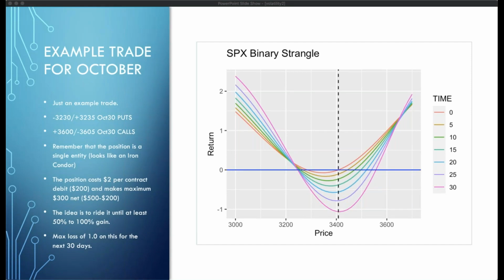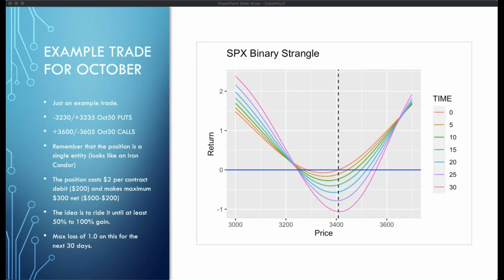Oh, I have a question. How did you select the strikes? How did I select the strikes? There are many ways of selecting the strikes. In this case, I selected the strikes so that the total cost of the strangle would be cheaper. I wanted something between $1 and $2. That's pretty much the strike selection.